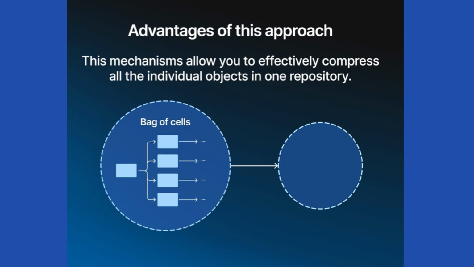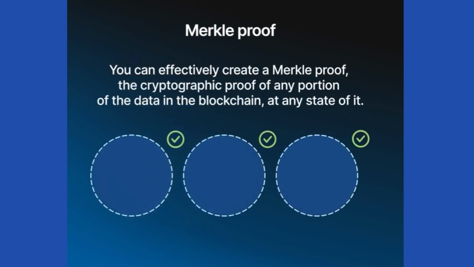Now, this storage model is obviously giving some challenges to the developers, because now you have to split your data in those chunks of 1023 bits, which is slightly less than 128 bytes. And you have to think how flat or how deep you want to build the tree of your data. But the cool result of this design decision is that the entire state of the blockchain can be effectively Merkleized, which means you can create a Merkle proof, the cryptographic proof of any portion of the data in the blockchain at any state of it.